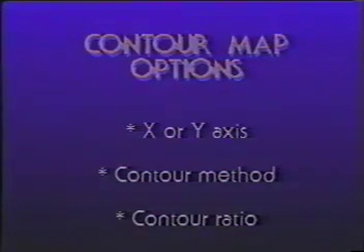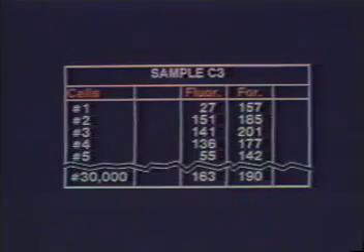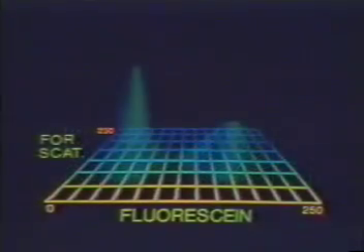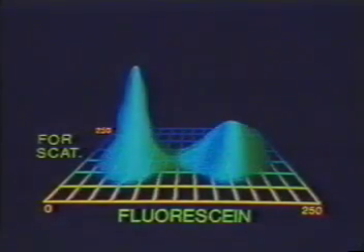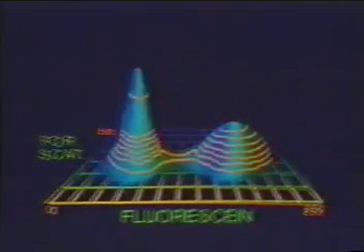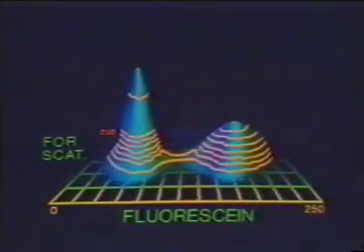To explain these options, we'll first review the method in which contour maps are generated. Pairs of measurements from each cell in the data list are plotted onto a two-dimensional grid. This generates a two-parameter histogram in which populations of cells with similar measurements for one or both parameters appear as mountains. To map out these three-dimensional landscapes, FACSDesk draws contour lines which are then projected into a single plane.